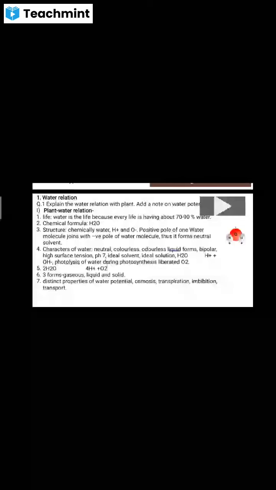Then the next character of water is that it is found in three forms: gaseous form, liquid form, and solid form. So according to the condition, they are present in the three forms. Then the main distinct properties of water are water potential, osmosis, transpiration, imbibition, and transport. So one by one we will discuss each property in detail.